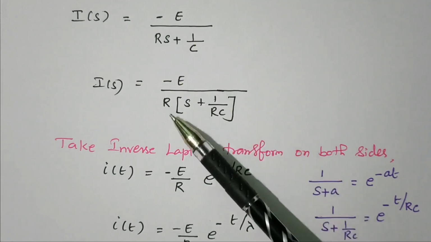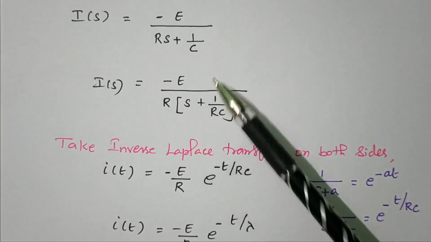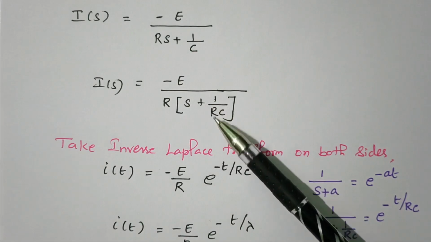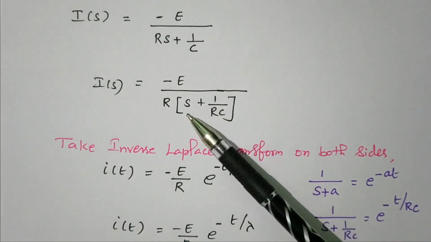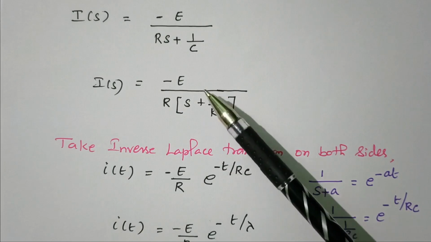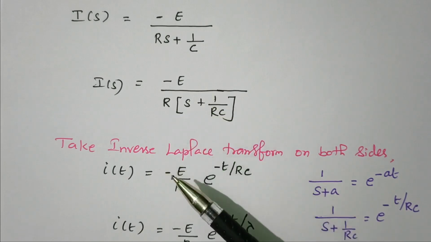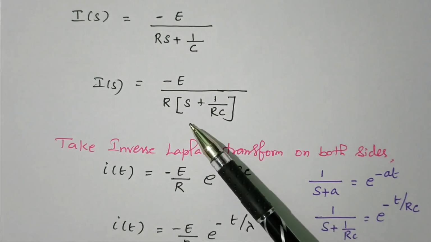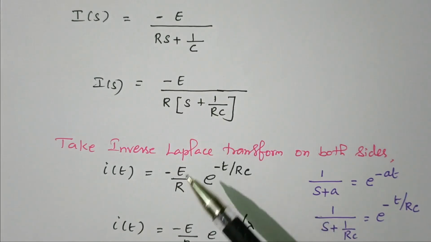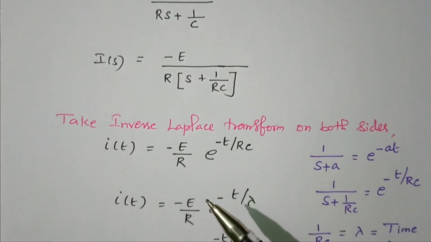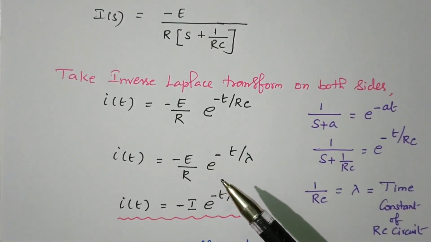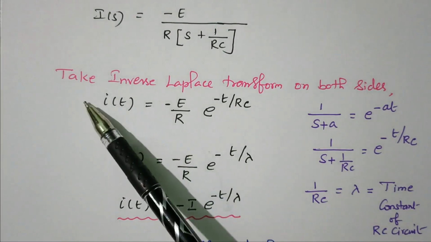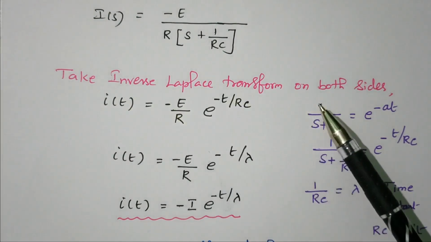Right. Now take the R outside, so that s plus, here only 1 by C is there, R is not there, so 1 divided by RC. So we got s plus a, the standard format, s plus a, so that we are taking R outside. Now I(s) equals minus E by R into s plus 1 by RC. Now we can easily take the inverse Laplace, then only we will get the equation in the time domain. Take inverse Laplace on both the sides.